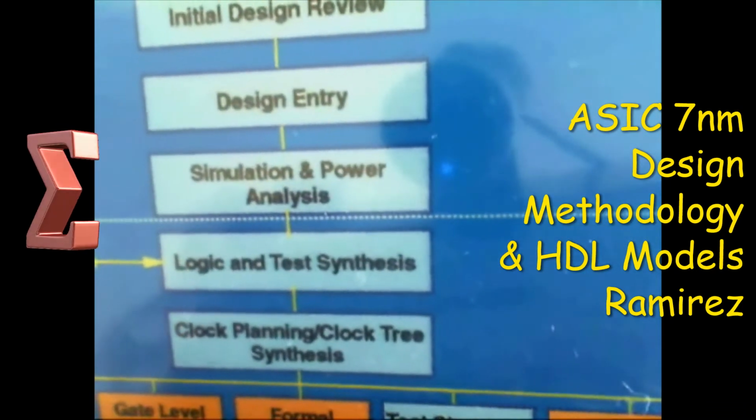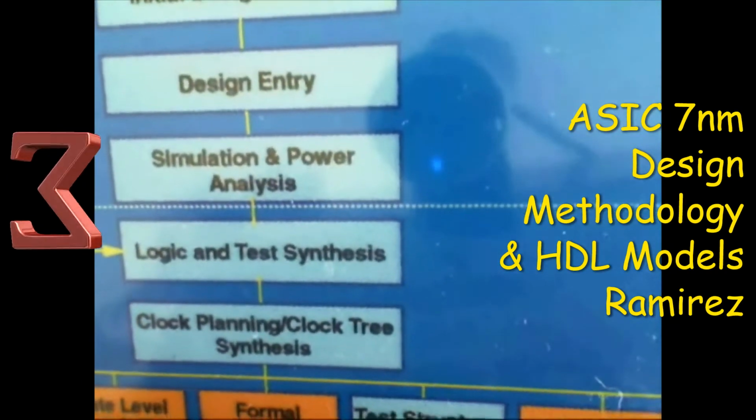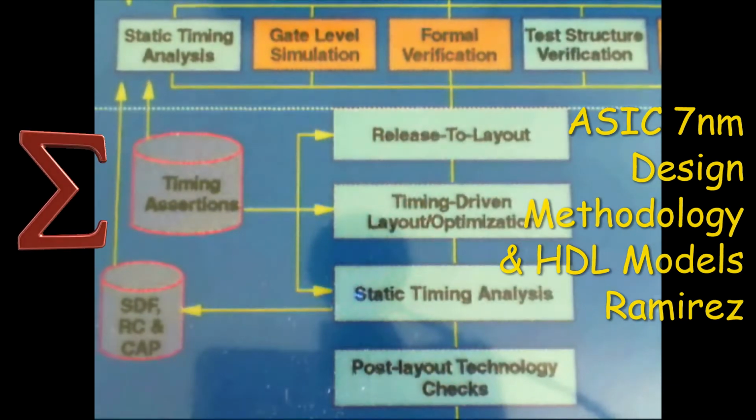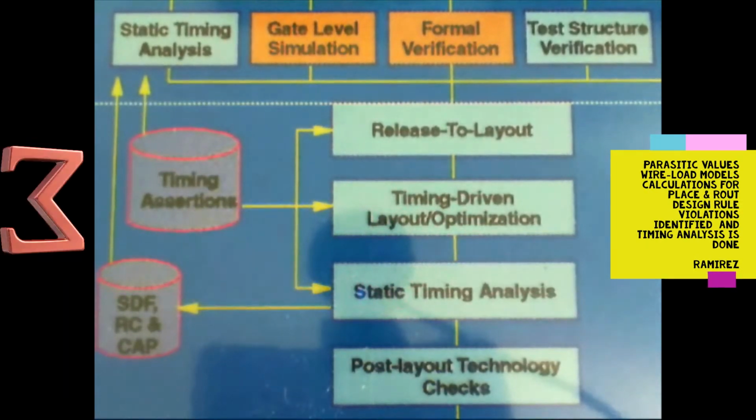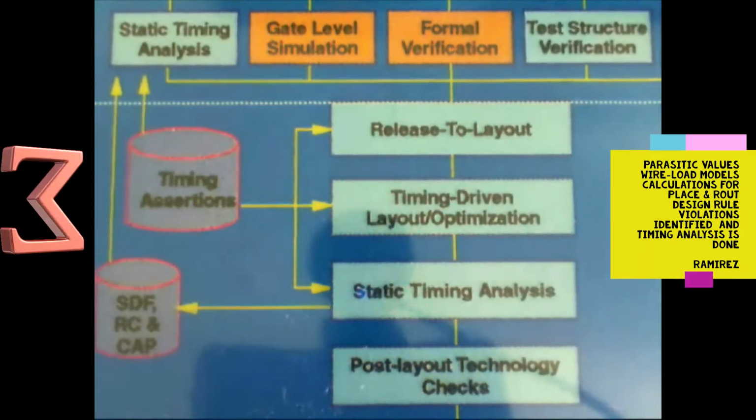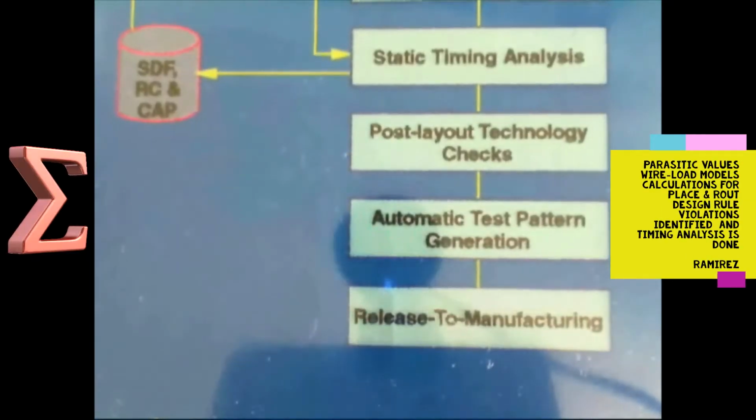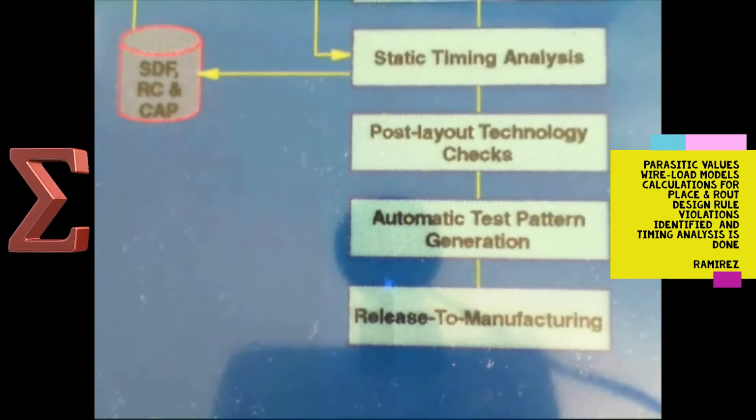The interconnect delays and parasitic values are based on wire load models, which is resistance, capacitance, inductance. It is calculated for the place and route netlist. Design rule violations are identified in this process and also corrected. And the timing analysis is carried out to find any timing violations.